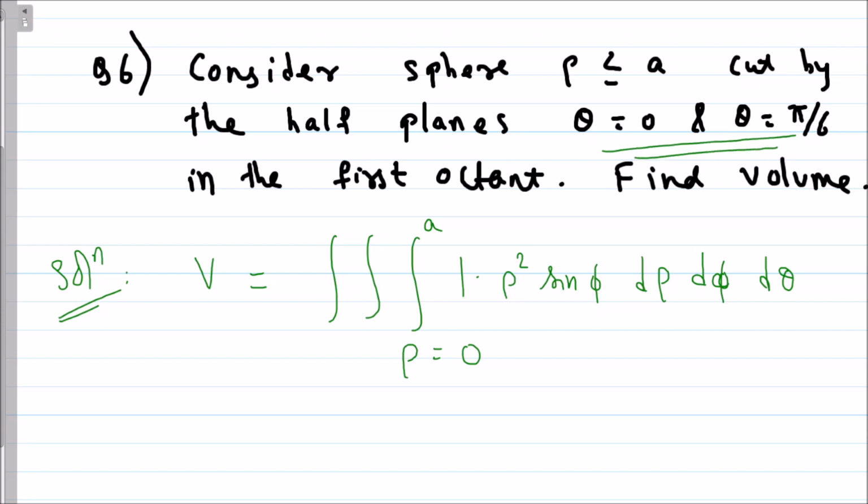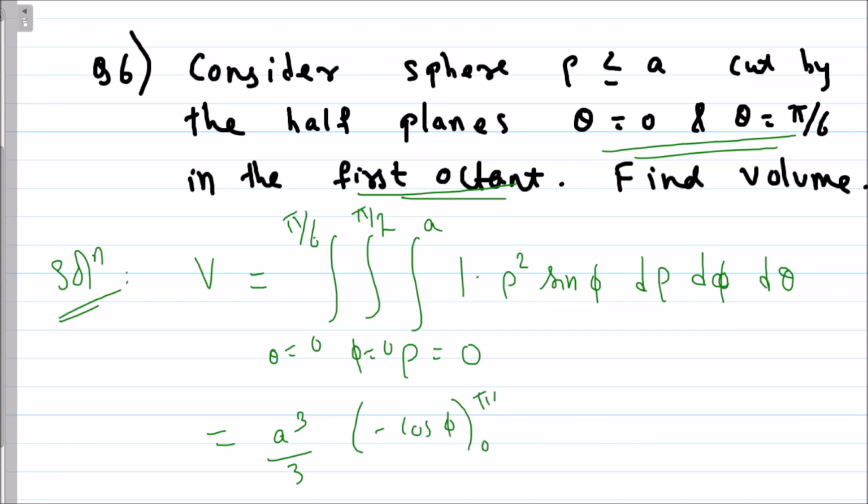Theta limits are already given to you. So theta is outside, which is 0 to pi by 6. And it is given to you first octant. So first octant means what? Your phi is from 0 to pi by 2. So here I think this is very easy. For rho square you have rho cube by 3. So that will be a cube by 3. For sin phi you have minus cos phi from 0 to pi by 2. And for theta you have 2 pi. So I have almost solved this question for you. Tell me the answer for the sixth question. Okay, just pause the video and tell me the answer. It hardly takes 2-3 seconds.